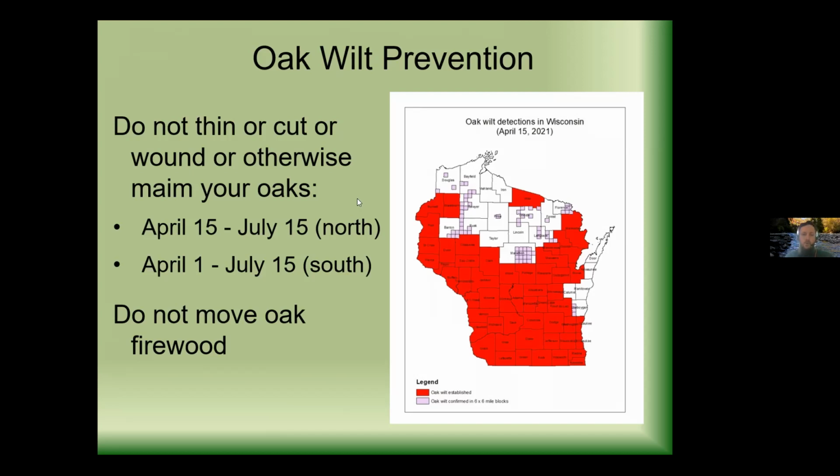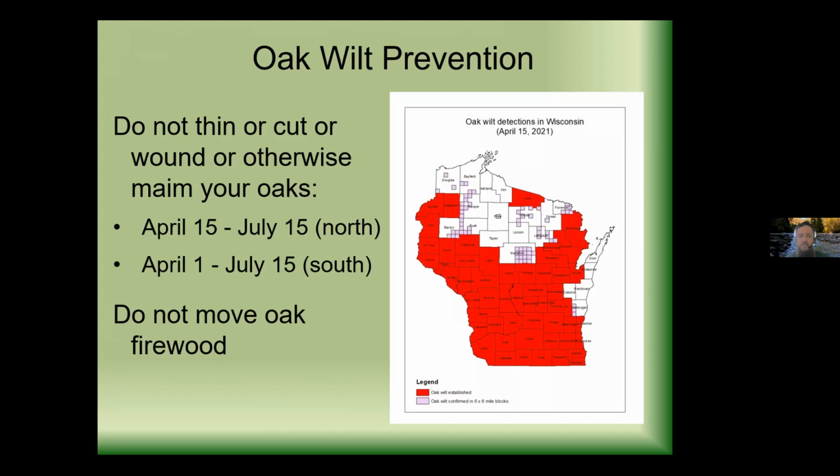So the oak wilt prevention, we were talking about seasonal restrictions up here in the north, and the line runs pretty much right along like this. If you're able to see the mouse, it kind of runs across through Polk and Barron and Rusk and Taylor and Marathon all the way over towards Green Bay, and then runs right down the coast. Don't thin or cut your oaks or wound your oaks or otherwise antagonize them from tax day all the way until the middle of July.